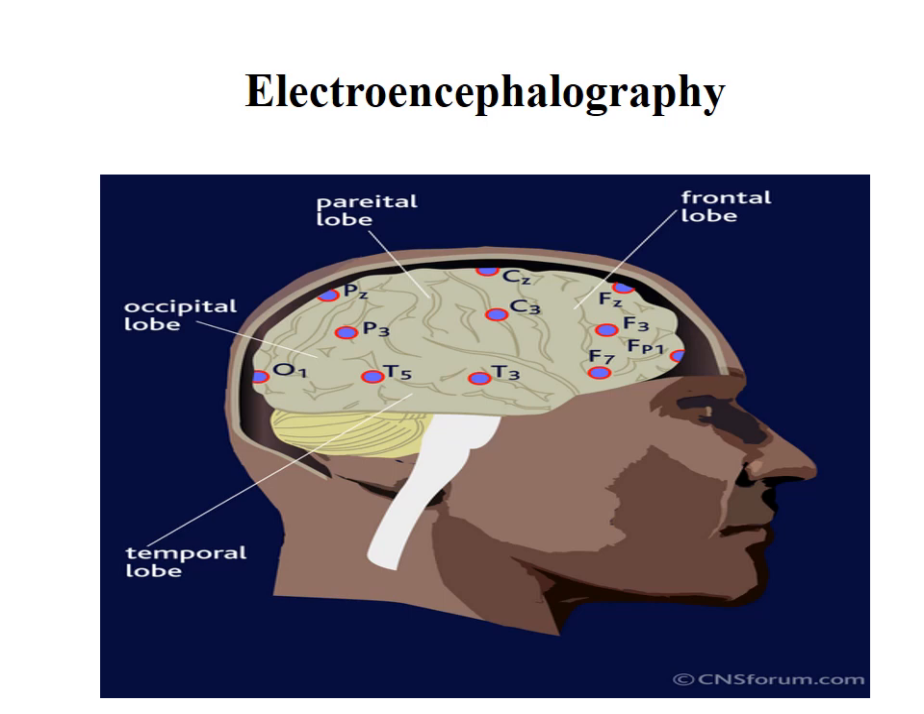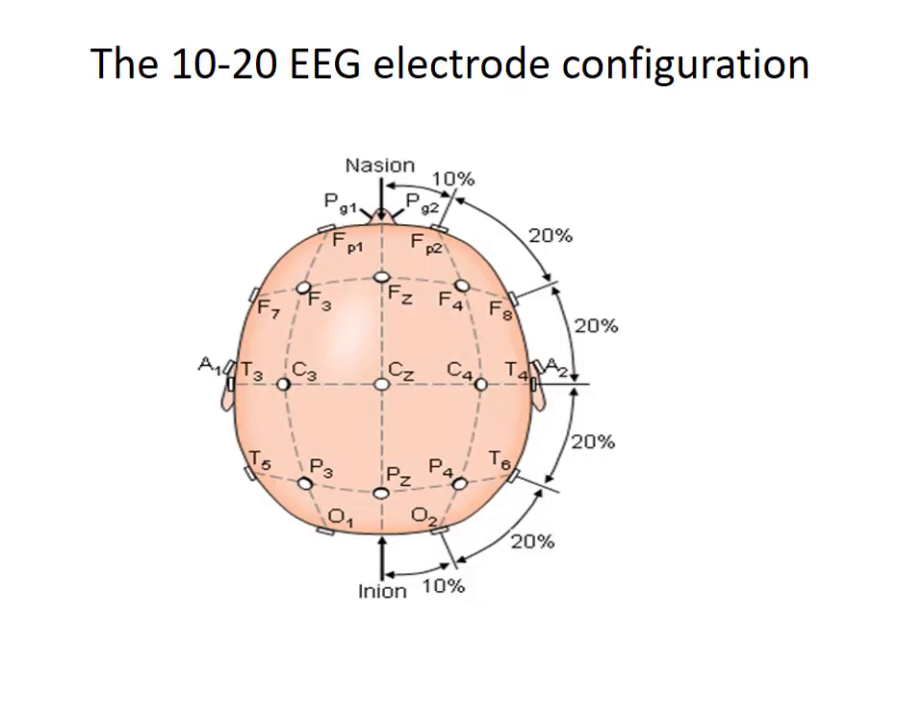And this is the structure of the brain, and the brain is divided into four different lobes: the frontal lobe, parietal lobe, occipital lobe and temporal lobe. The electrodes are placed in different positions over these four lobes. And this is the electrode configuration or electrode placement under the 10-20 system.